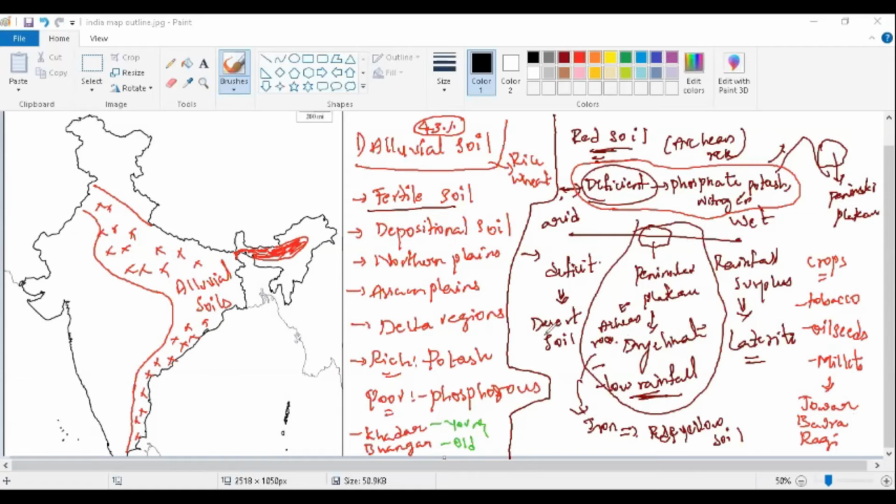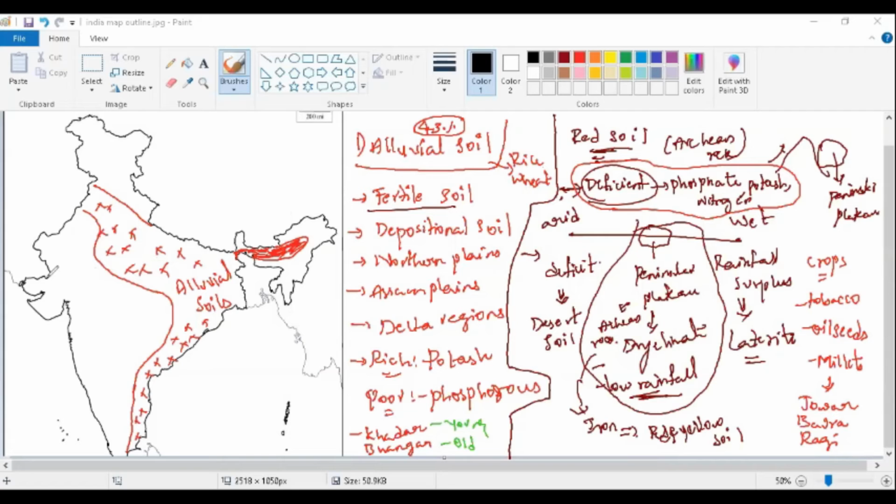Now our favorite soil is black soil, which is also called Regur soil. Can I erase this? Yes, ma'am, wait. Write down quickly because we are running out of time. We are supposed to do many things today. Okay, sorry, ma'am. Done. I'm supposed to plot it on the map, right?